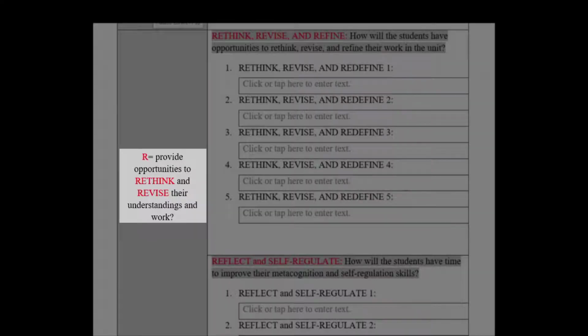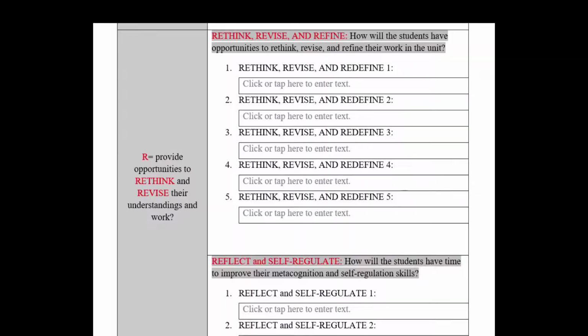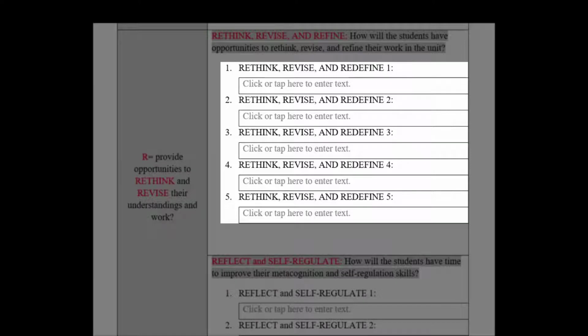The R in Where To is for Rethink, Revise, and Refine. Or, in other words, how will you give students the opportunity to rethink, revise, and refine their work? Once you identify how they will do this, enter them here.